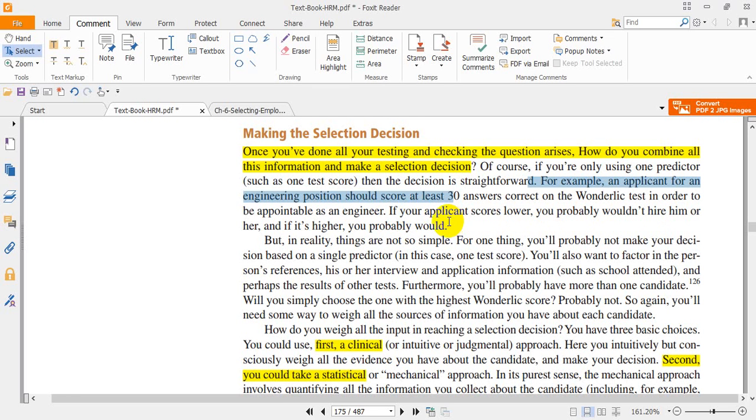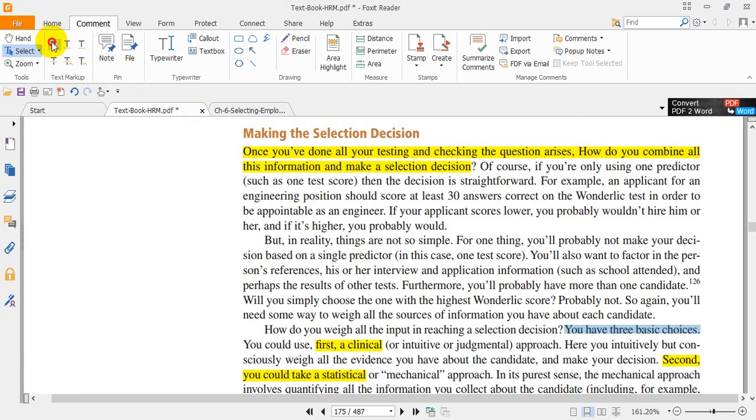But if we use more than one predictor and more than one step, you can depend on one of 3 choices. How do you weight all the input in reaching a selection decision? You have 3 basic choices.